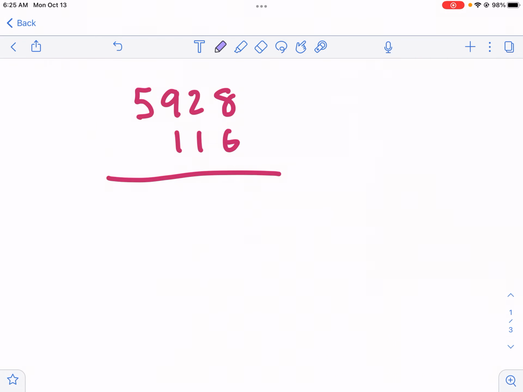So we have 8 times 6 is 48. I'm going to carry the 4. 6 times 2 is 12 plus the 4 is 16. Carry the 1. 6 times 9 is 54 plus 1, 55. 6 times 5 is 30 plus the 5 is 35. Wow, a lot of digits.